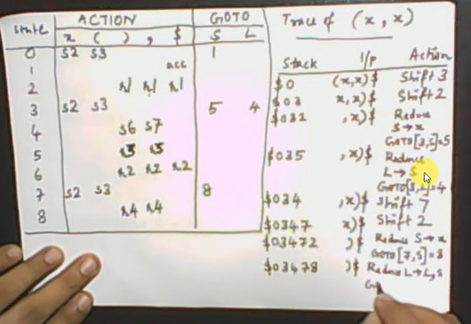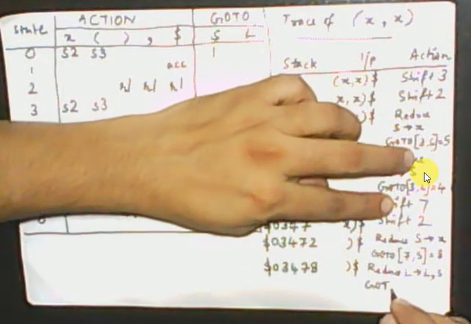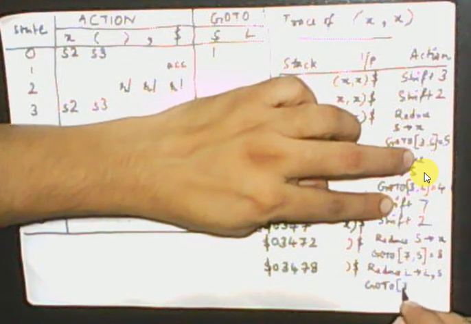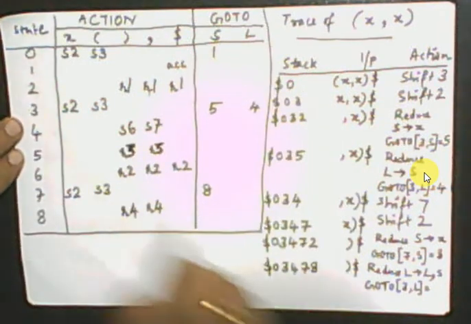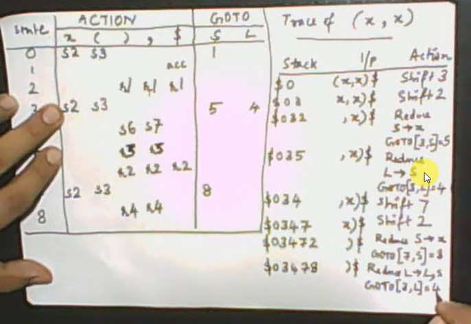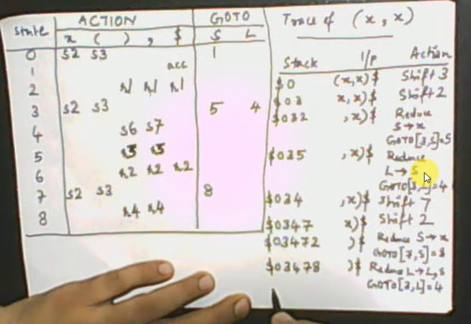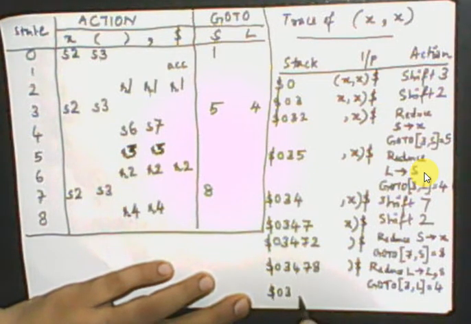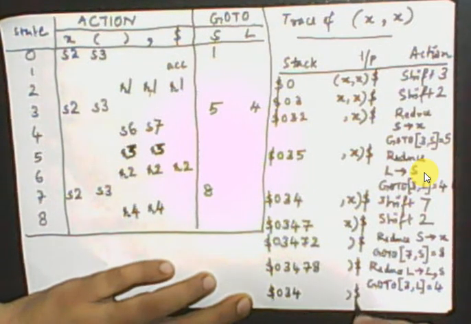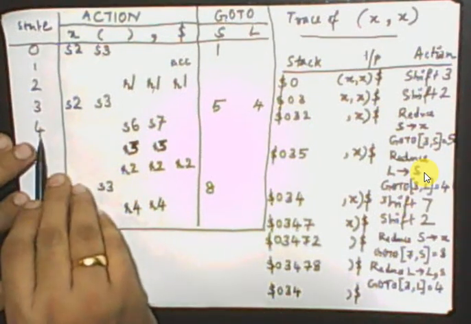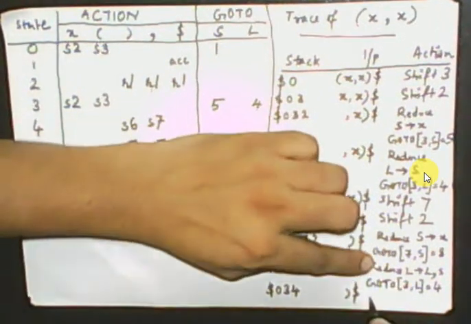So now we have to find the go-to of 3 comma the left hand side, that is L. So 3 comma L is, you can see here 4, so that is 4 here. So 0 3 8 7 and 4 will be removed. After removing that, we need to push 4 here, so it is 0 3 4, and here it will be this one. So 4 on closing parenthesis, it is shift 6.